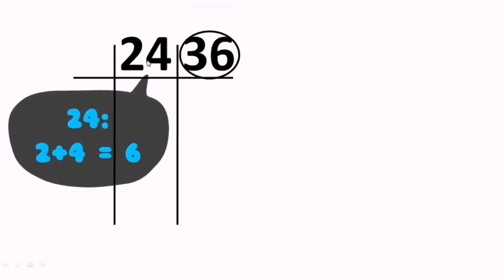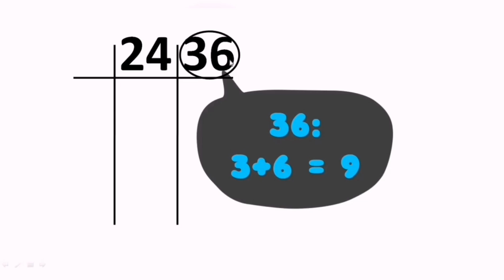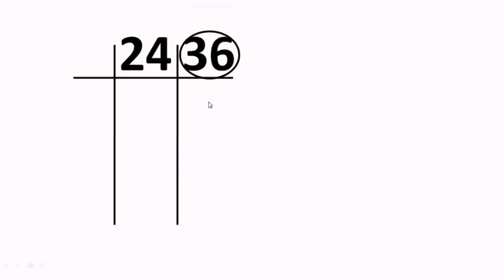So first one, 24: 4 plus 2, the answer is 6. So you get the 6, which is there in the table of 3. And 3 plus 6, if you add, you will get the answer 9, which is also present in the table of 3. So what we are going to do, we are going to divide both the numbers by 3.